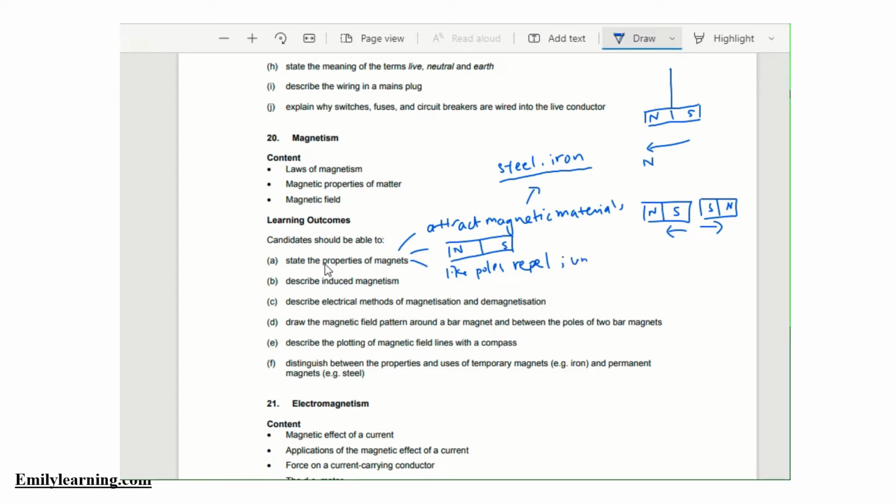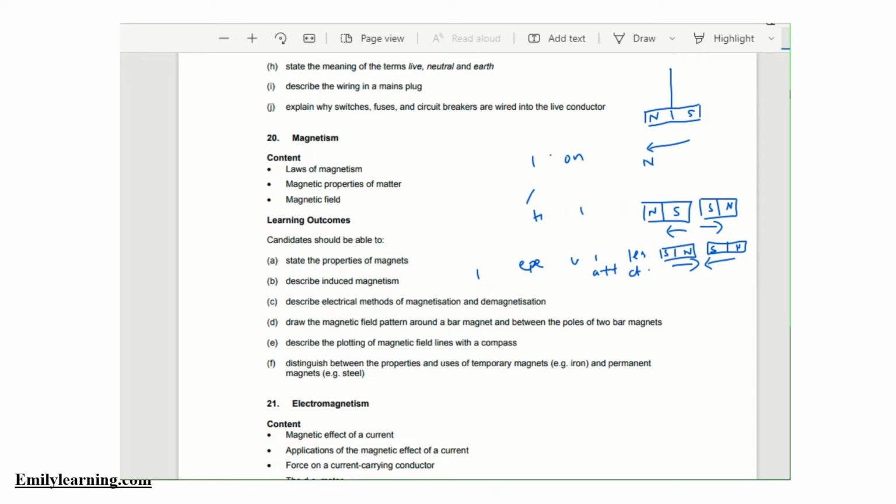Conversely, unlike poles attract. So what this means is that if I were to have unlike poles, that means a different pole facing each other, so north and south facing each other, then these two magnets will move towards each other as unlike poles are attracted towards each other. All right, so those are some of the properties of magnets.